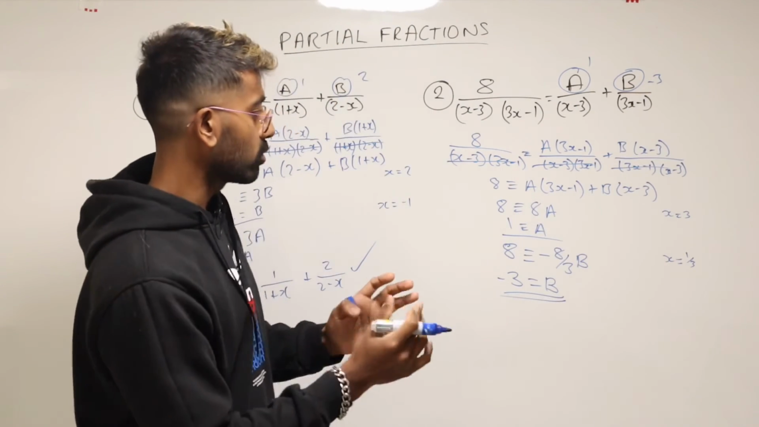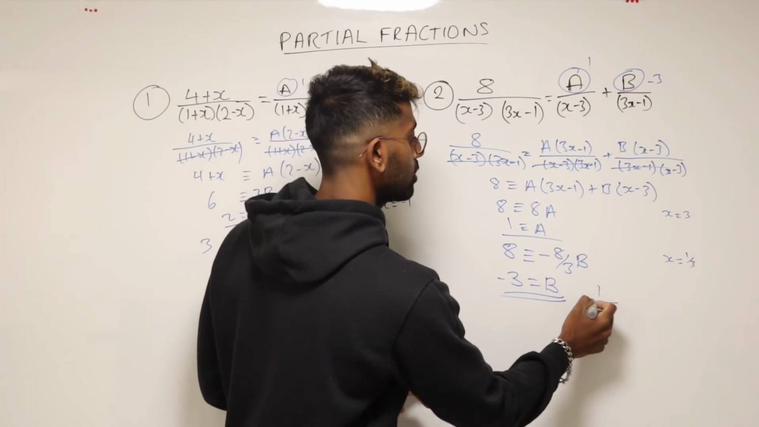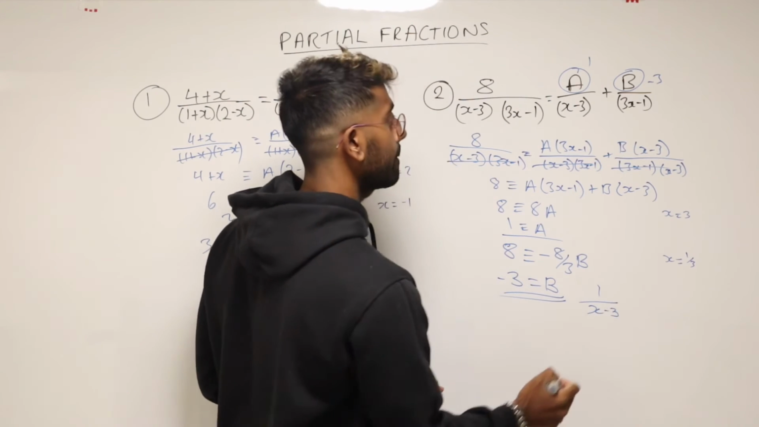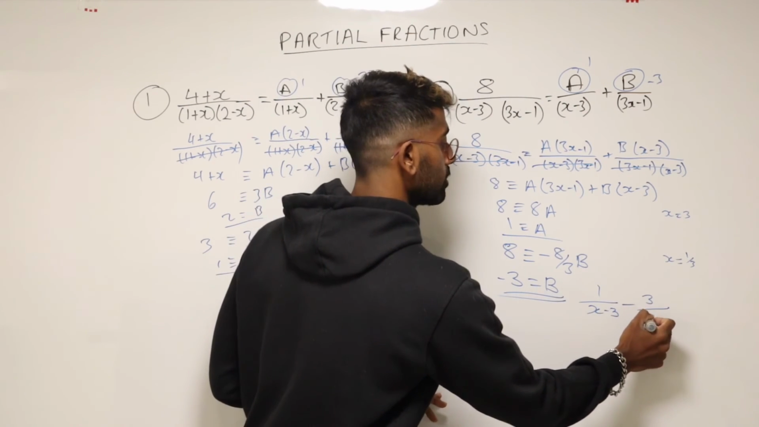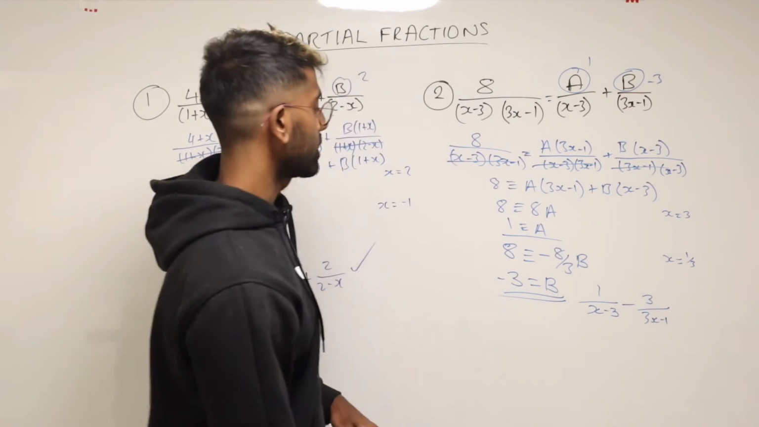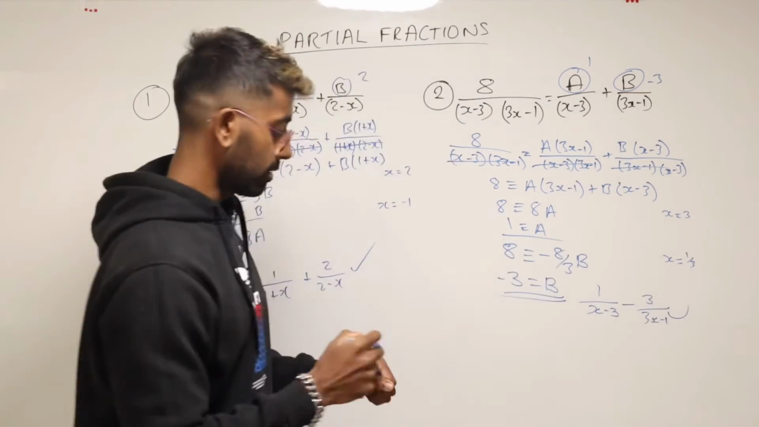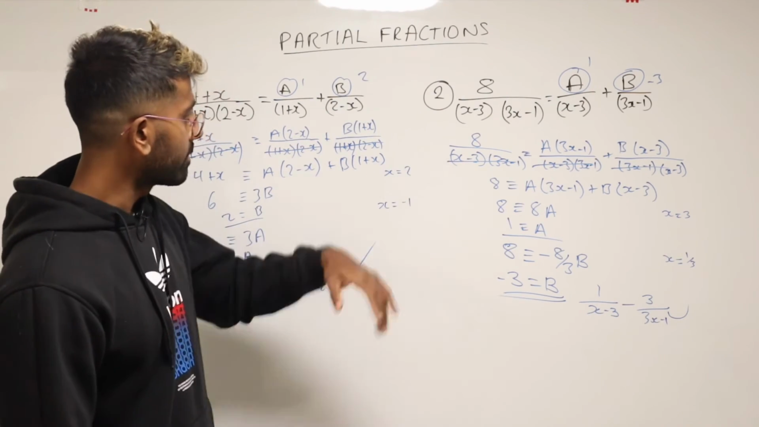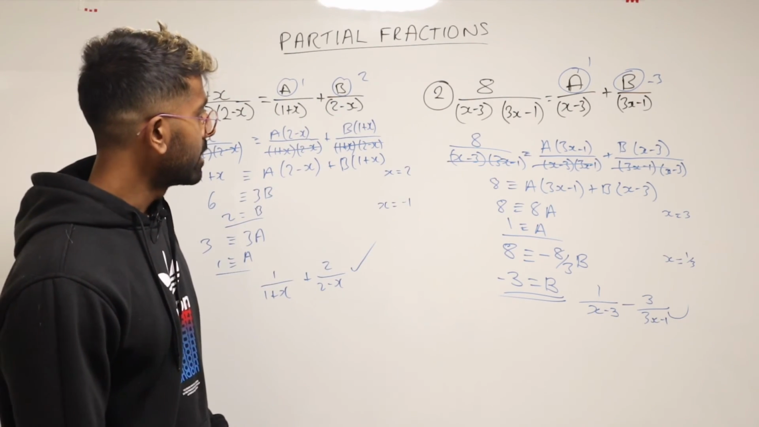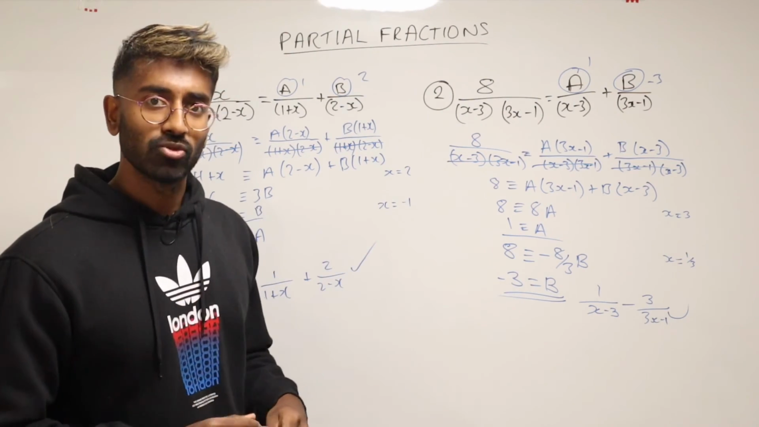And so to put it all together, we'll have 1 over x minus 3, and then take away 3 over 3x minus 1. And there we go. So there are 2 partial fraction questions done there. Hopefully that makes some sense to you. And then we'll have a look at maybe a few bigger partial fractions next time.